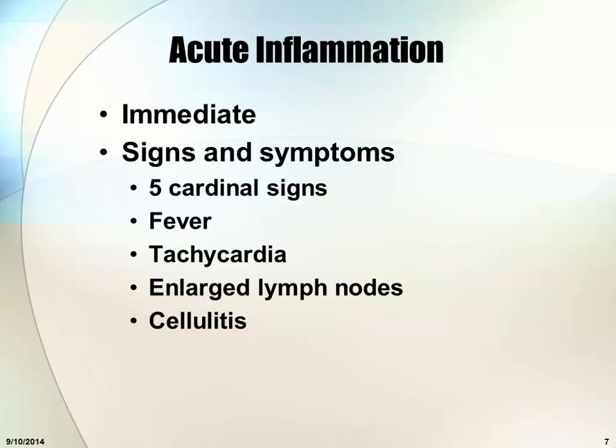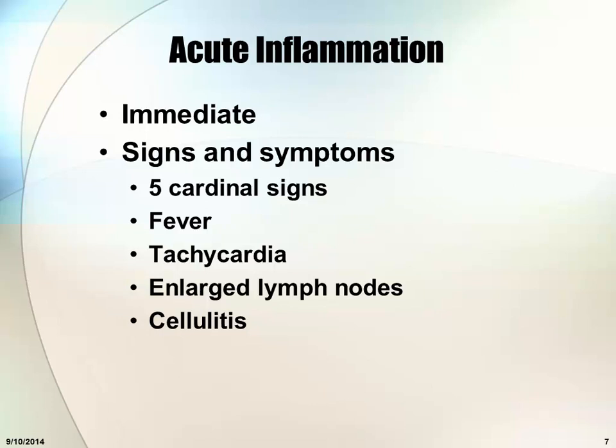I would recommend that you do know those, not just for my test, but for NCLEX, 5 cardinal signs of inflammation. Other signs and symptoms we can see with inflammation are fever, tachycardia, and enlarged lymph nodes. And we can also see cellulitis, which we see quite a bit up on the floors. We have a lot of patients that are admitted with cellulitis. Okay? And cellulitis is when the inflammation extends into the surrounding connective tissue.